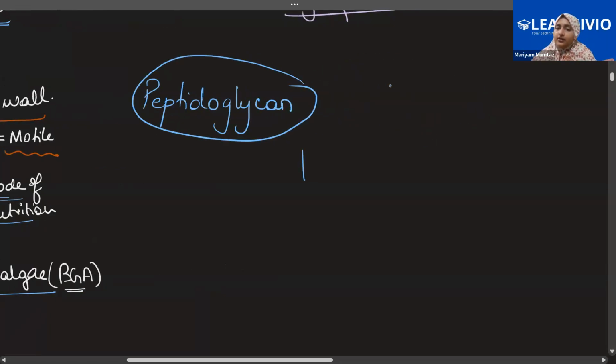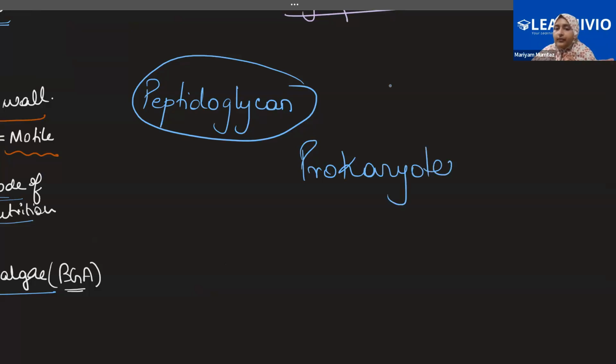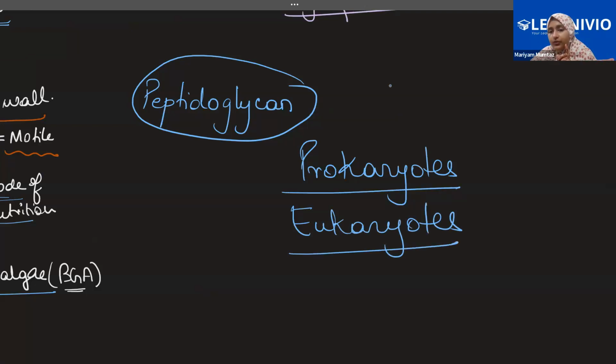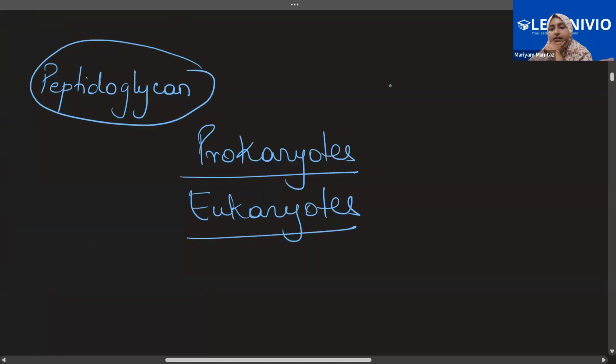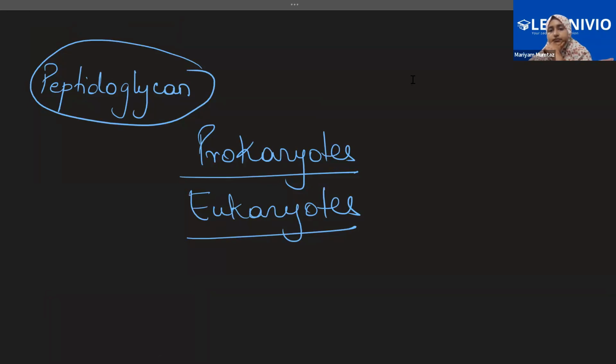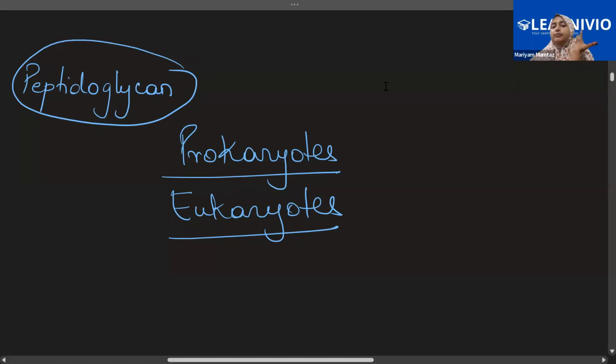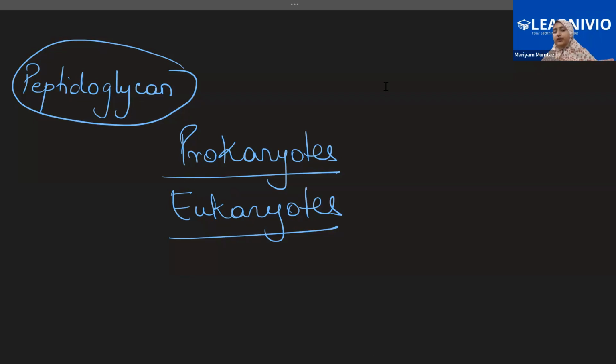Now tell me, students, what is the difference between prokaryotes and eukaryotes? Who can explain this nicely? You should know the difference between them. This is important to understand before moving forward with the chapter. So first you people tell me what prokaryotes and eukaryotes are.